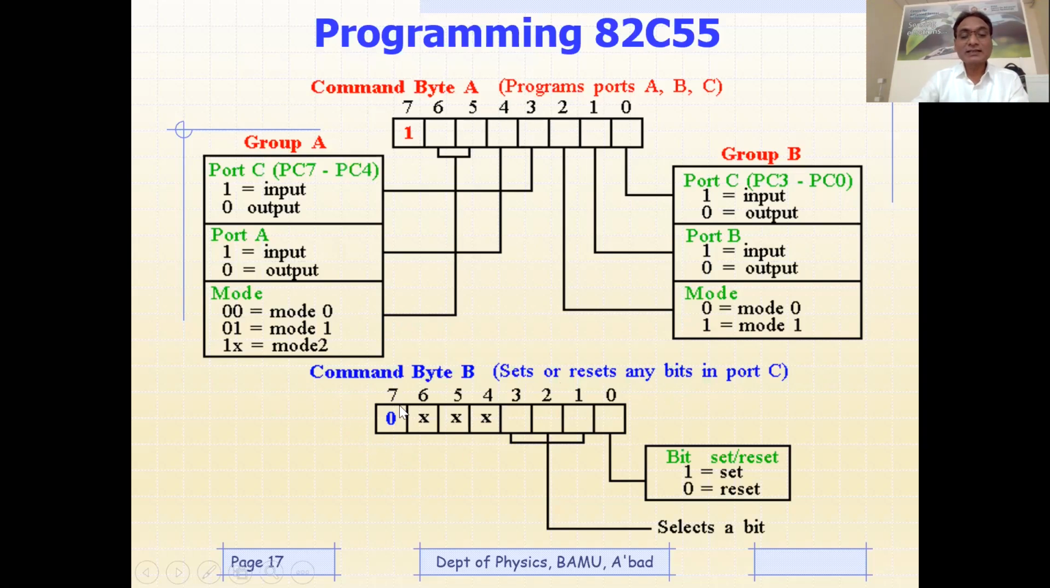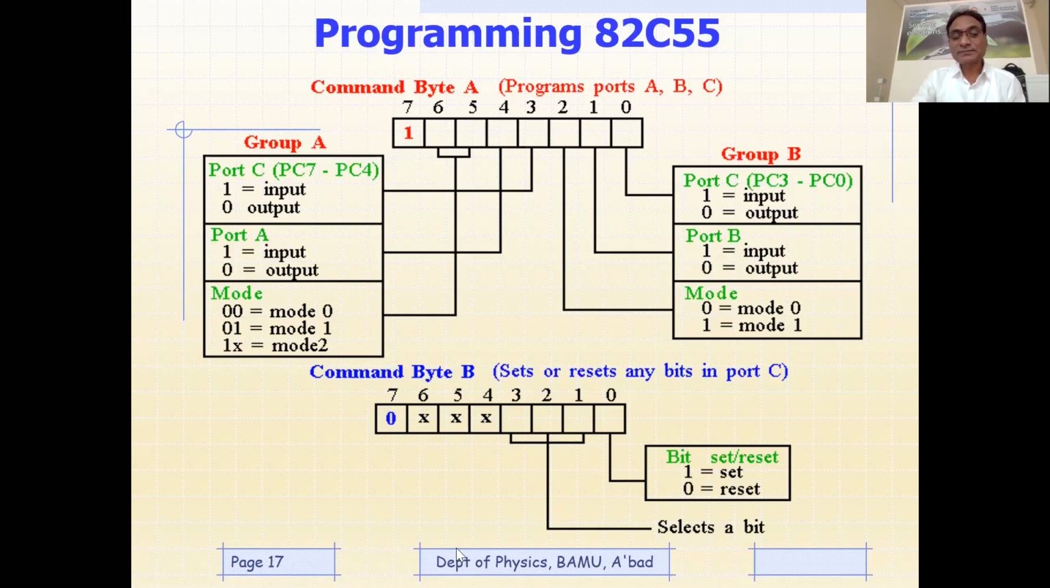So you can see here D7 is 0, right? Whenever D7 is 0, it means you are accessing the BSR mode. In this case, the 4th, 5th, and 6th bits can be anything, don't care. And the first, second, and third bits will decide the selection of the bits of port C. Since there are 3 bits, what are the possibilities? 8 possibilities, including 0, 0, 0. So the first is going to be 0, 0, 0.